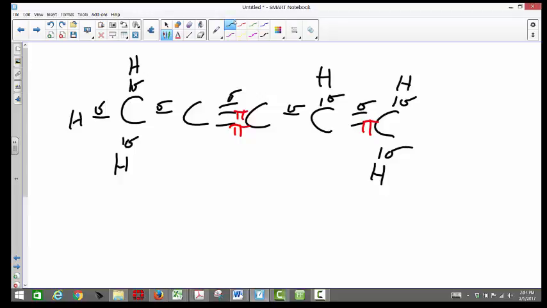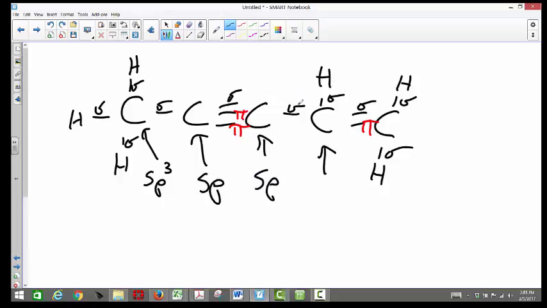Now the hybridization. This guy, since I had to mix 4 things together, is an sp3. Okay? It had to be the S and the 3 P's to make this an sp3. This guy only has 2 sigmas and 2 pi's. So it only had to merge 2 things together. That's sp. This guy also sp. This guy merged 3 things together, so that's sp2.